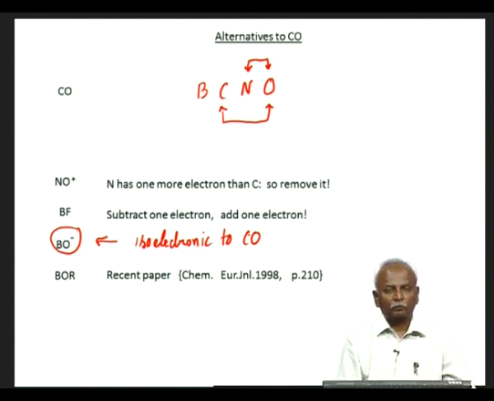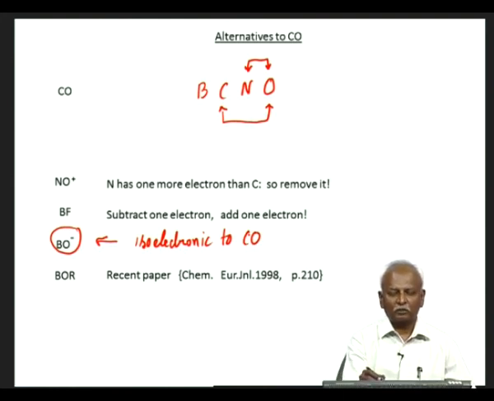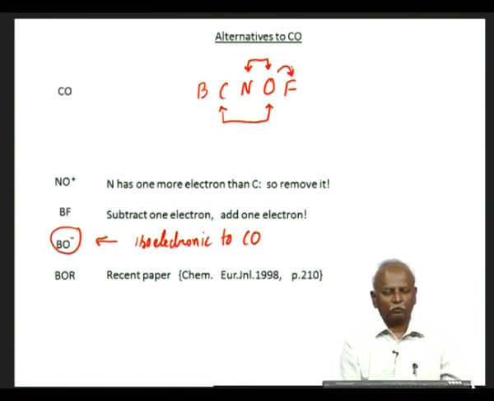Now, it is also possible to add an electron by changing from oxygen to fluorine. If I move from oxygen to fluorine, I automatically add one more electron. So, if you have BF, then that should be isoelectronic to CO as well. So, we should expect some very interesting chemistry with BF or BO minus, and as we have done in the other cases, we can cap the O minus with an R group.